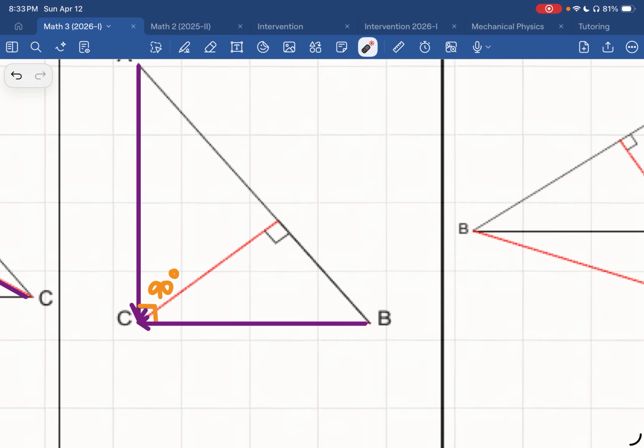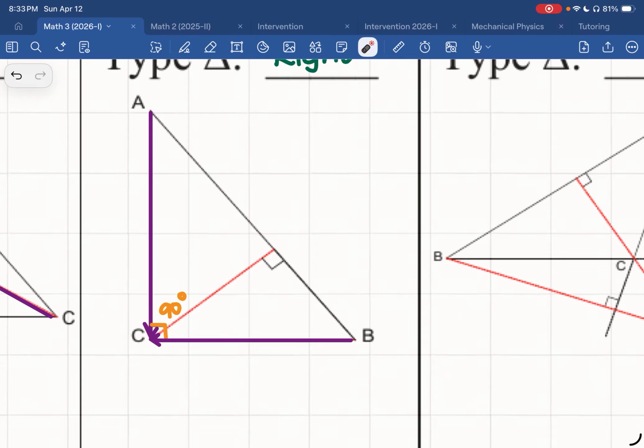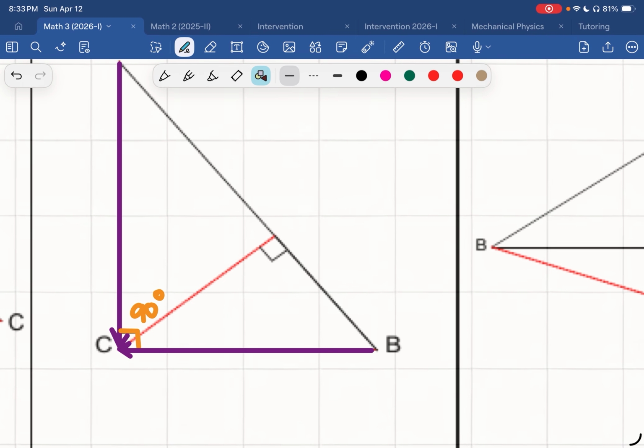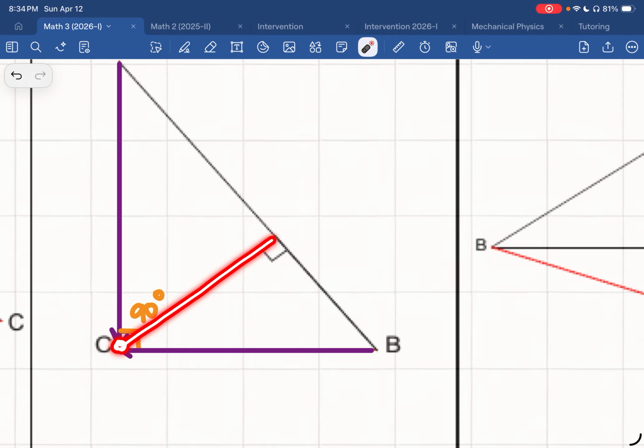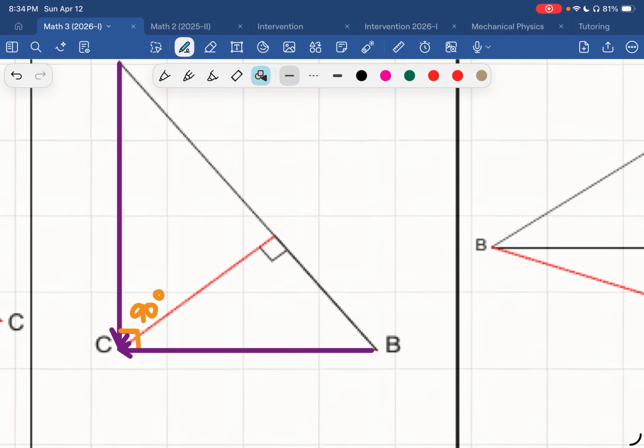Okay. And finally, the other one would be something like this. Where is the vertex? C. And we're gonna go to the opposite side. This one is super easy because this one forms a 90 degrees angle already, right? So it's gonna be something like this. And the 90 degrees is here.